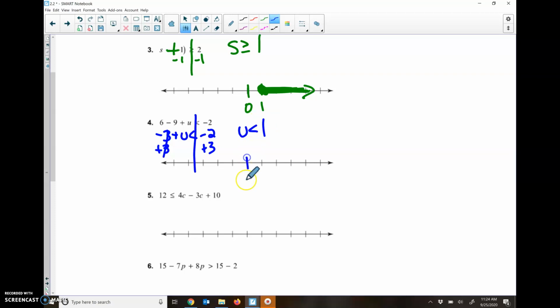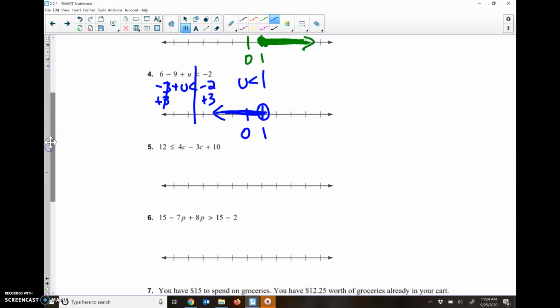So I'm going to put my 0 on my number line. I'm going to put my positive 1 on my number line. It's just a less than sign, so it's an open circle, and numbers less than 1 go to the left, like 0, negative 1, negative 2, negative 3.